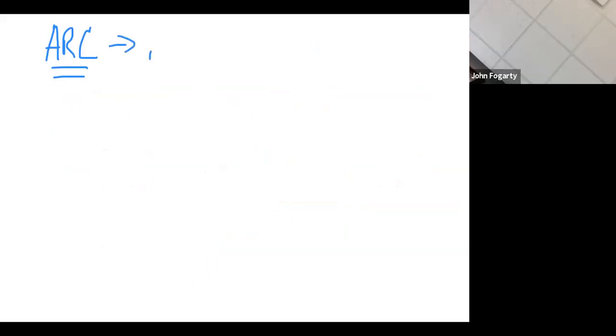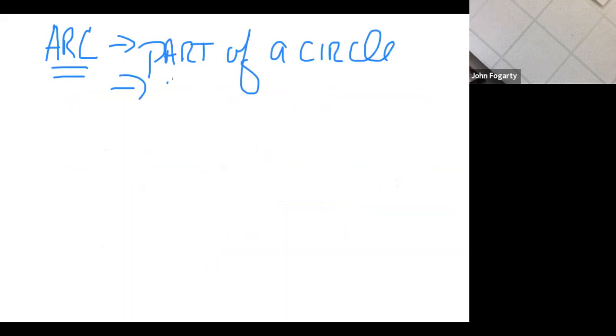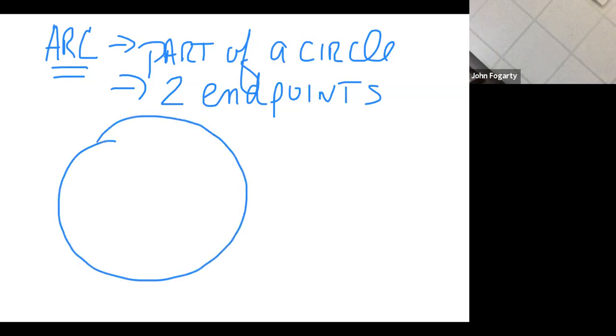Now, what is an arc? An arc is part of a circle. And it has two endpoints. Now, arcs are different than line segments because they're curved, all right? So, for example, if I take this circle here, ready? And I put an endpoint here and an endpoint here. Here's the arc. There's an arc right there. Does that make sense? Notice two endpoints, and it's part of the circle.